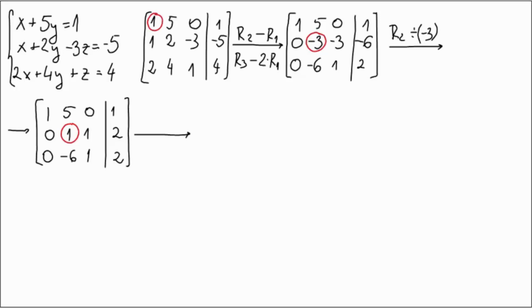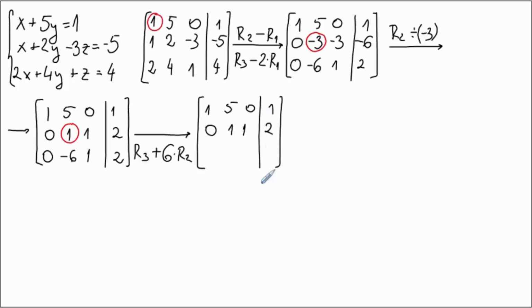We want to eliminate everything else in that column below that pivot, which is the -6. By adding 6 times r2 to it, we shall get a 0. First row unchanged, second row unchanged, and the third one we're gonna have a 0, 0, 1 plus 6 is a 7, and 2 plus 12 is 14.